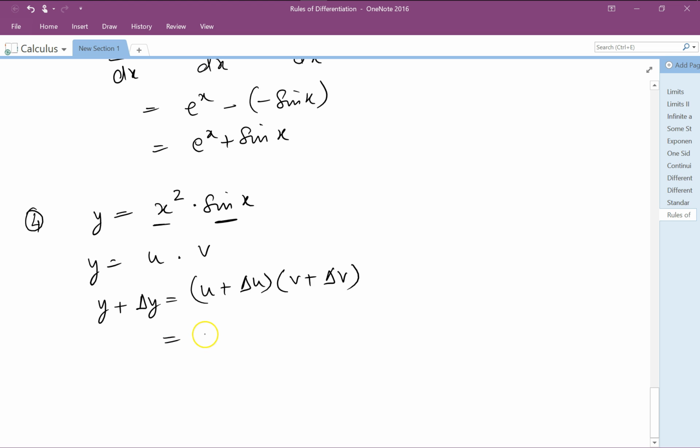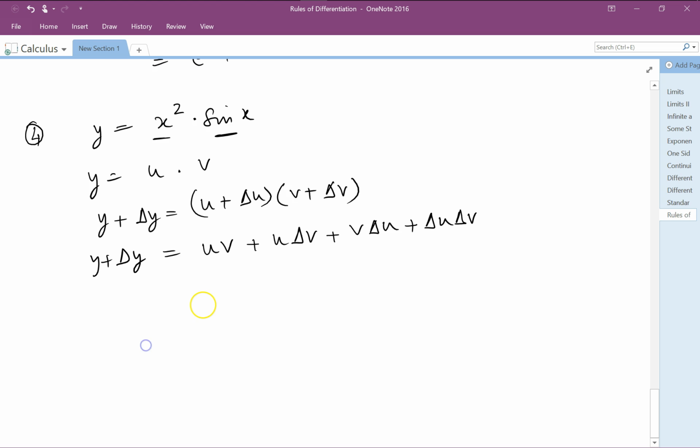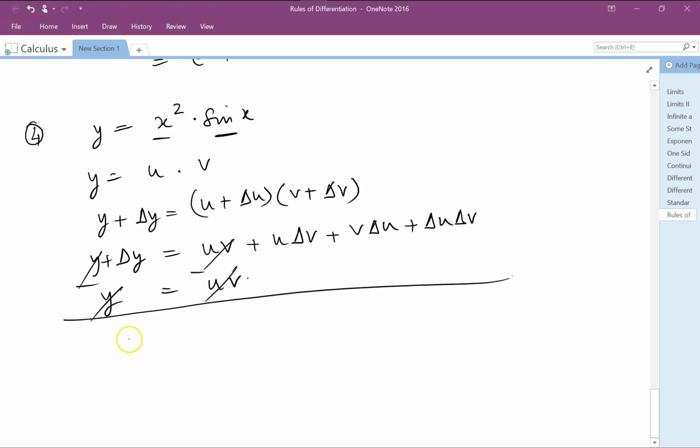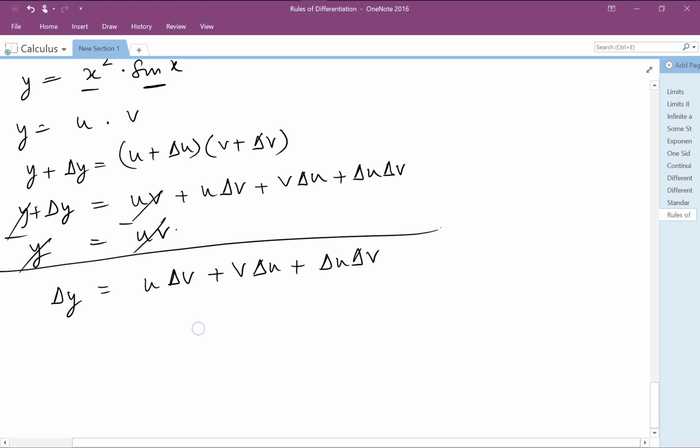Now let's simplify this. uv plus u delta v plus v delta u plus delta u delta v plus delta y. Now let's bring in our original equation y equals uv. Let's subtract. So this disappears, this disappears. We are left with delta y is equal to u delta v plus v delta u plus delta u delta v. Now here is the tricky part.